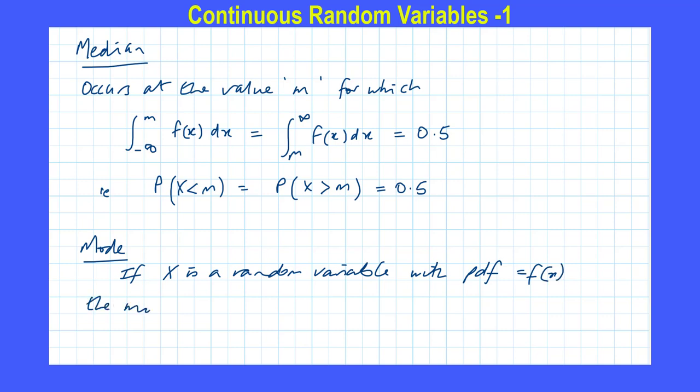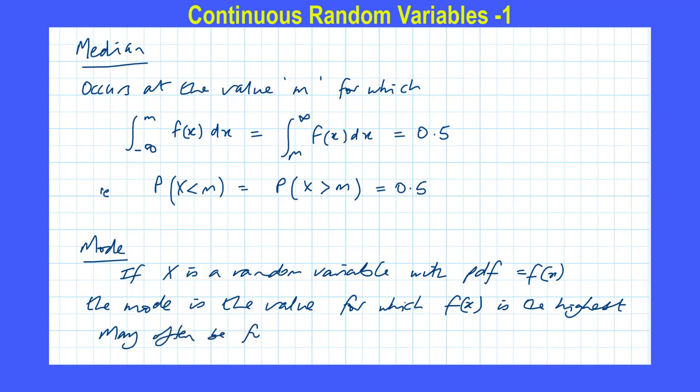The mode, now if x is a random variable with a probability density function of f of x, then the mode is the value for which there is the highest value we can get. So it's where f dash of x, the differential of f of x, is equal to 0.